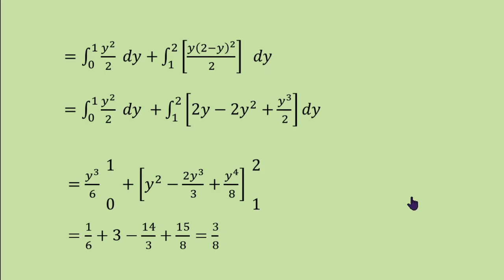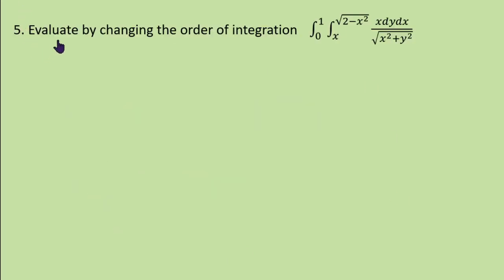Same type, one more question. Evaluate by changing the order of integration. Here x varies from 0 to 1, and for each x, y varies from x to root of 2 minus x square. Y equal to root of 2 minus x square is a circle, because y square is 2 minus x square, or y square plus x square is 2, or x square plus y square is 2. The radius of the circle is root 2.